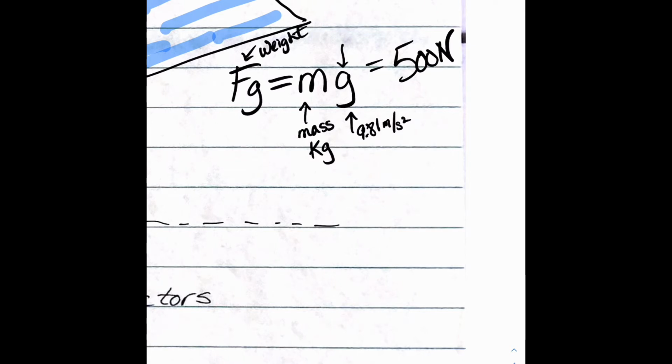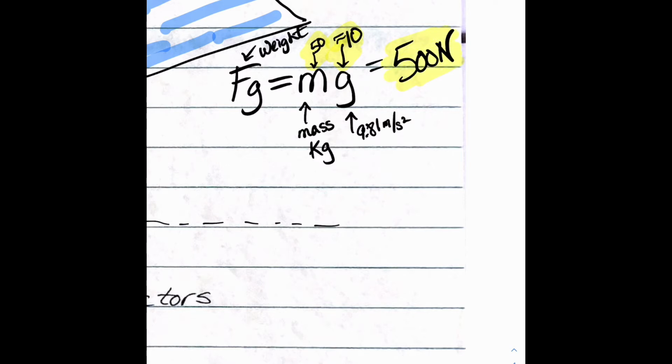So if this is approximately 10 right here, what times 10 is 500? You should be saying 50. So approximately, if I had to guess the mass of the object, it would be 50 kilograms. But once again, we didn't need to know it, because they just told us 500 newtons.